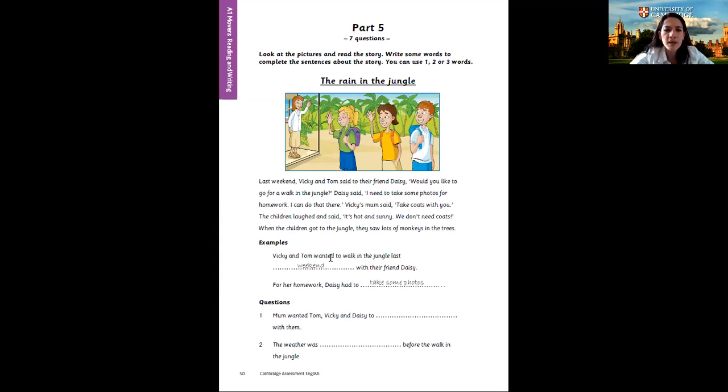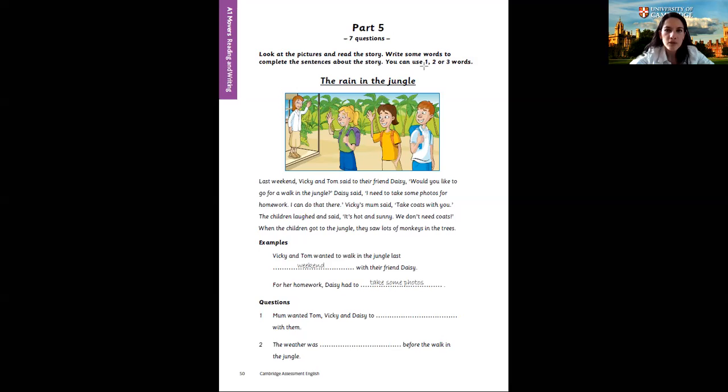It says, for example, Vicky and Tom wanted to walk in the jungle last weekend with their friend Daisy. For her homework, Daisy had to take some photos, okay? First of all, check that the tense you are using in this case is past tense, okay? So you have to find the answers and write them on the lines. But it's very important that you remember that you can use only 1, 2, or 3 words, okay? 1, 2, or 3, no 4, no 5, no more, okay?